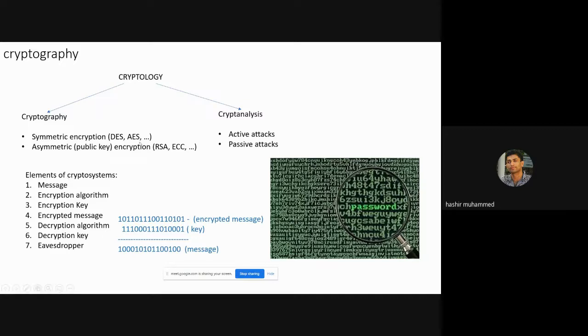So most of the systems, like I said, work with the RSA principle, that is asymmetric encryption. So, for example, what are the elements of encryption? You have a message, then you use an encryption algorithm and an encryption key. So these three, 1, 2, 3, you use to encrypt the data. For example, you have a text and you make it into binary form.